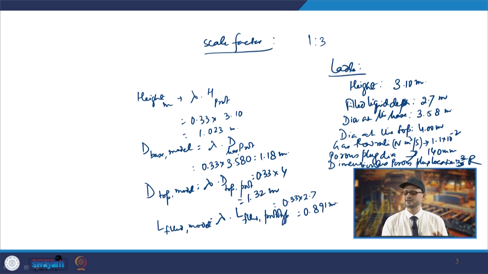In this case, the plug location will still be maintained at 2/3 r, because you are scaling it anyway. However, the porous plug diameter need not be changed, because this is the diameter of the gas injection device, and that need not be changed, because these stirred ladles are normally potential energy driven.